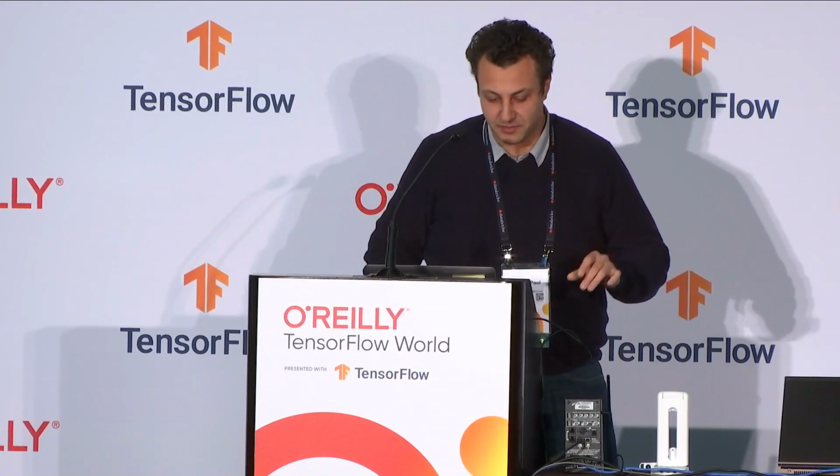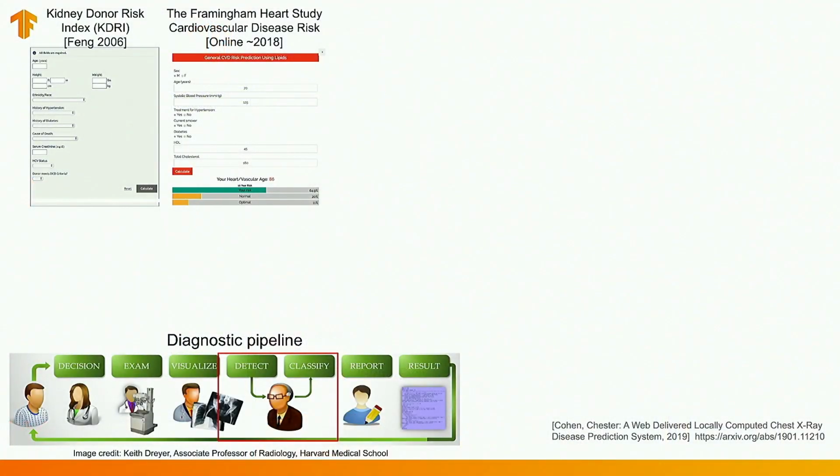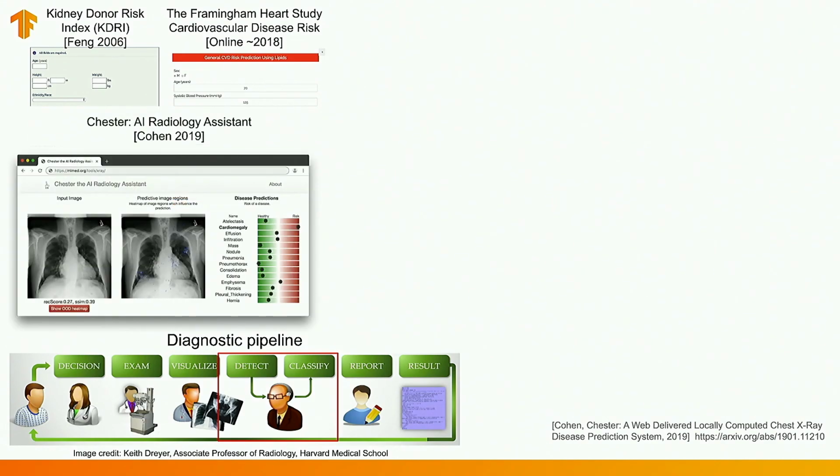Okay. If we take a look at the traditional diagnostic pipeline, there's a certain area where physicians are already using web-based tools to help them make diagnostic decisions about a patient's future. For kidney donor risk or cardiovascular risk, these are already online as early as 2006. So with advances in deep learning, making diagnostic predictions from chest X-rays using deep learning, the next step is to also put that online in a way that's usable by these doctors.